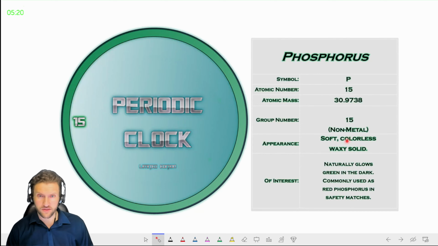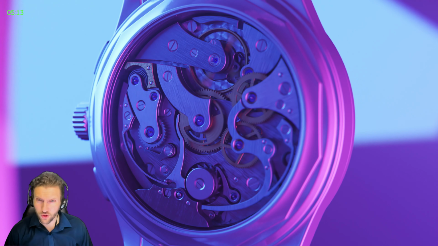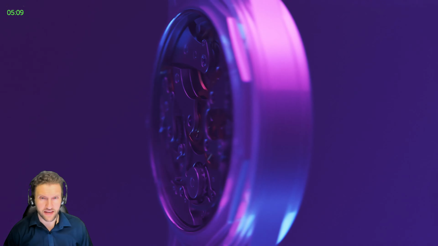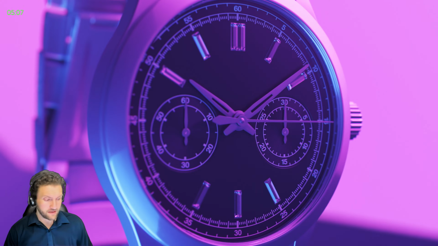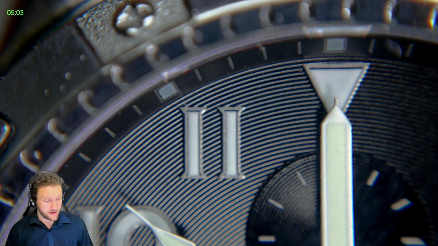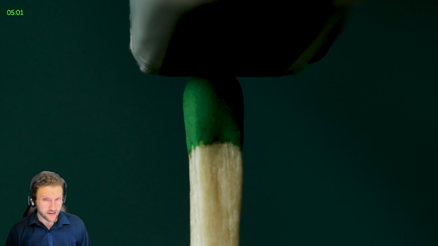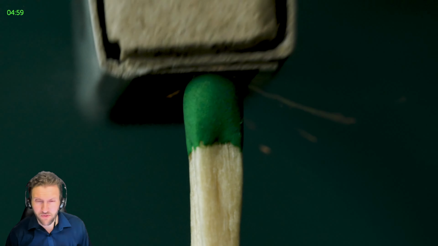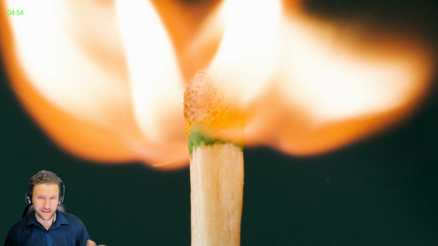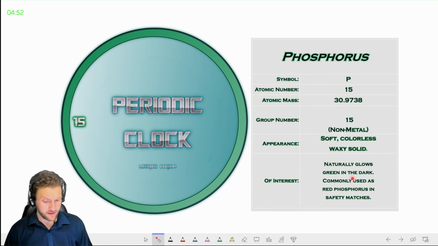In terms of appearance, it's a soft, colorless, but actually waxy solid. Of particular interest, it actually glows green in the dark. If you've ever had one of those watches with the natural phosphorus lining the characters within the watch, you'll know what I mean. But there are other sources like red phosphorus, which is actually found on the tip of matches. So if you've ever struck a match at a birthday party, you know exactly what that was. It's phosphorus.